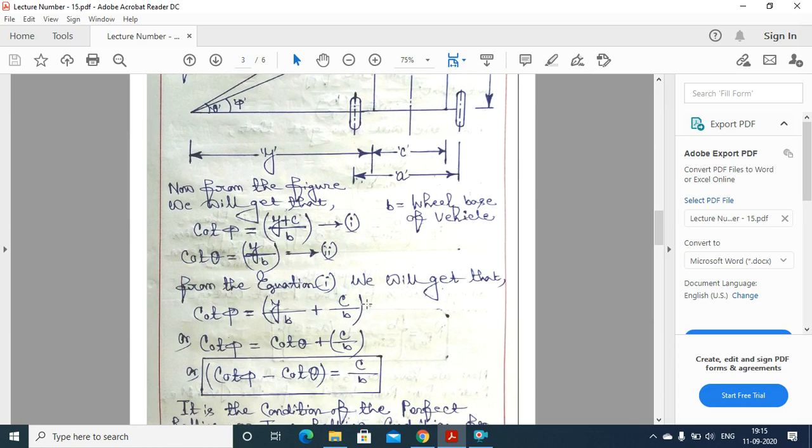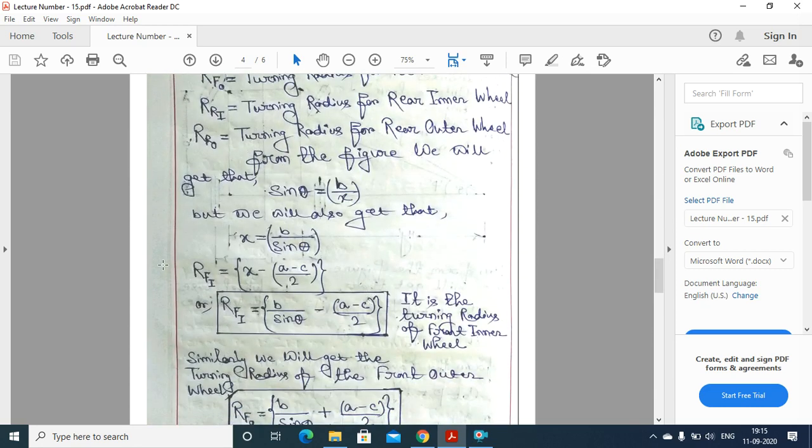So we can write that RFI is equal to x minus (a minus c) by 2. Just put the value of x here: x is b by sine theta. So the value of RFI is equal to b by sine theta minus (a minus c) by 2. That is the value of the turning radius for the front inner wheel.